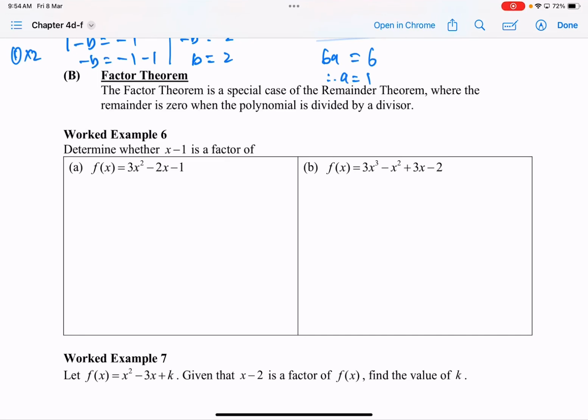What did we learn last episode? Okay, in the last episode we learned about the remainder theorem. The remainder theorem is a very simple theorem. It's a very useful theorem. What it tells us is that you just need to look at the divisor.